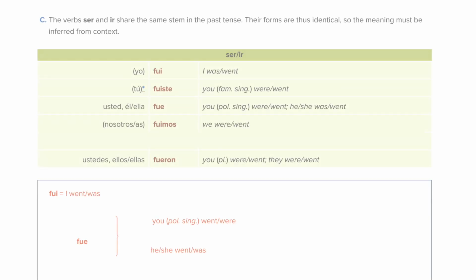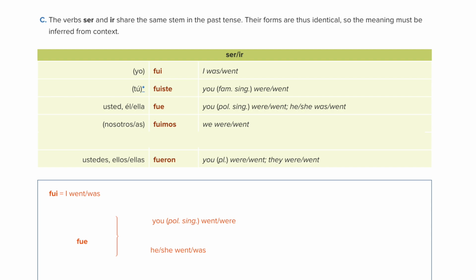Finally, there are two verbs that are conjugated exactly the same in the irregular preterite. Now you're saying, wait, what? Yes, ser and ir. So the verbs ser and ir share the same stem in the past tense. Their forms are thus identical, so the meaning must be inferred from context. So, yo fui, tú fuiste, él, ella, usted fue, nosotros fuimos.